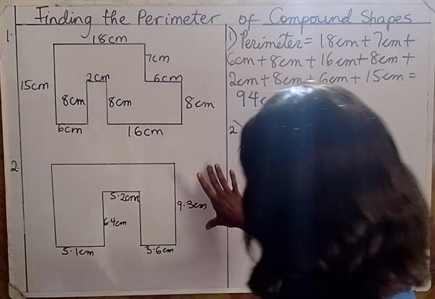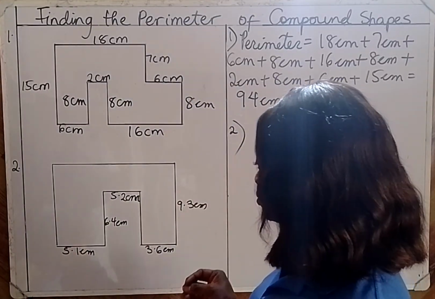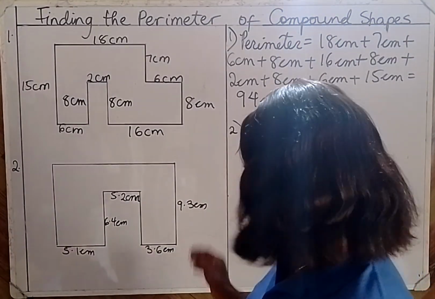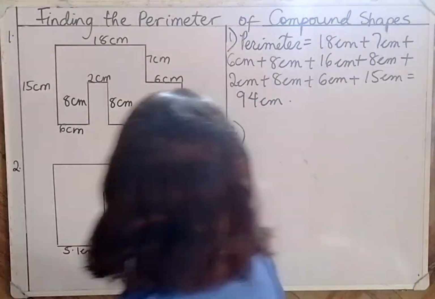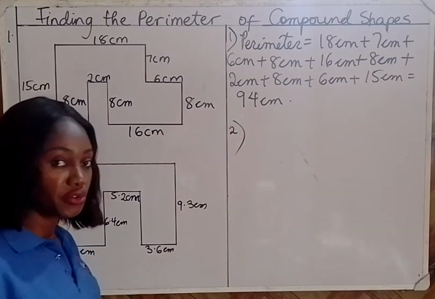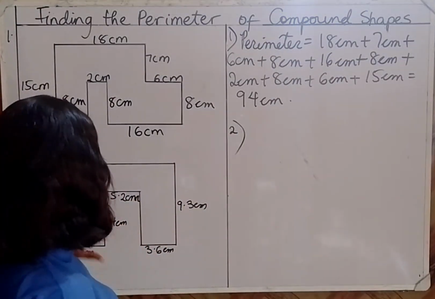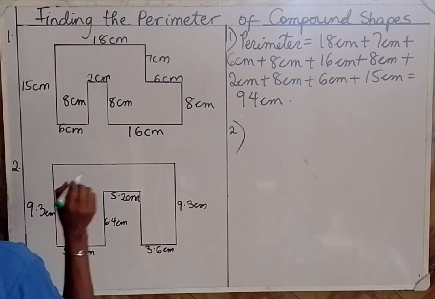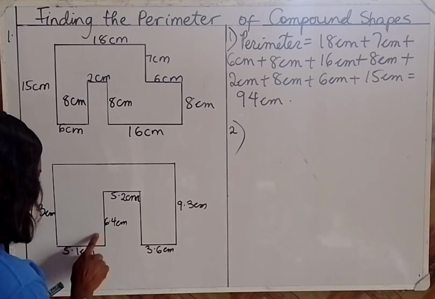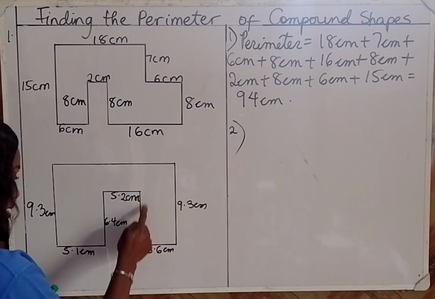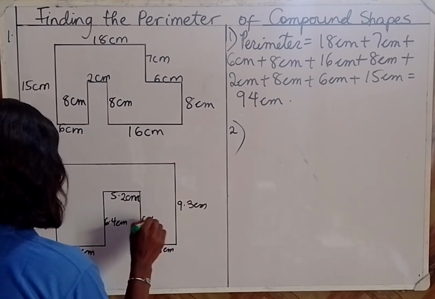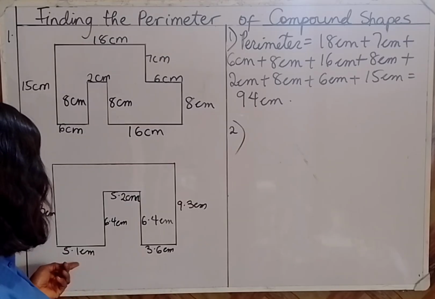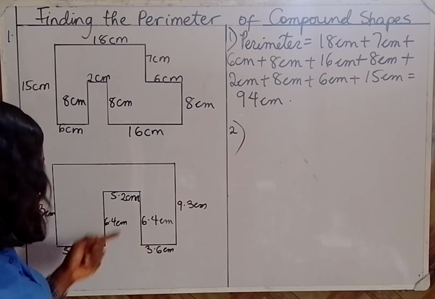Okay, so we're moving on to question 2. In question 2 we have a similar problem to the first question, but in this case it's kind of simpler. The length of this side is 9.3 centimeters. That simply means that the length of this side will also be 9.3 centimeters. If the length here is 6.4 centimeters, that means this length here is also 6.4 centimeters.